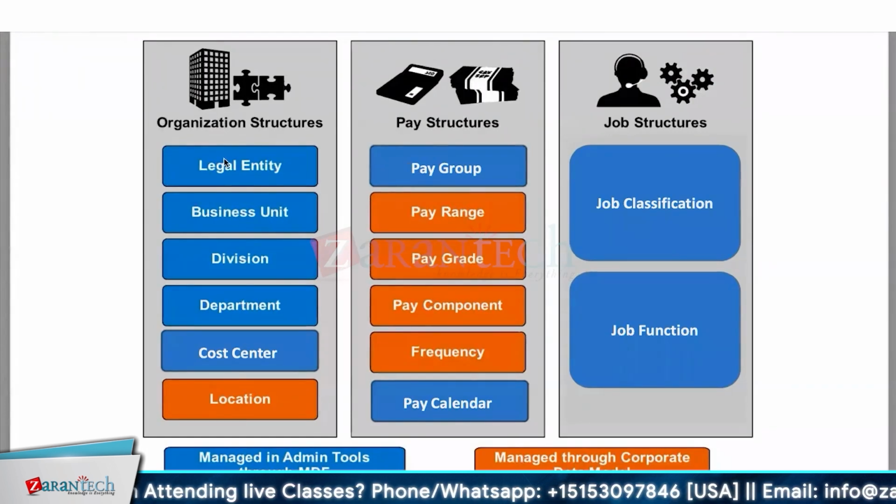Okay. So a legal entity is nothing but a company. If you are implementing for Coca-Cola, Coca-Cola India is one legal entity. Coca-Cola US, Coca-Cola Australia, all these are the respective legal entities. So if you're implementing for a multinational organization, you will have multiple legal entities.